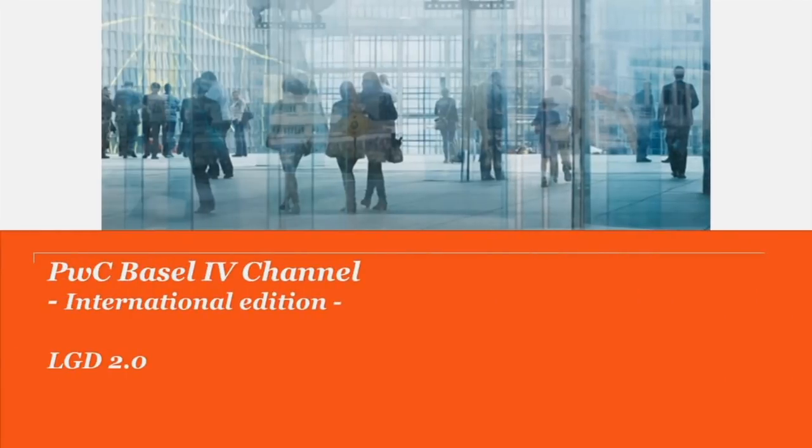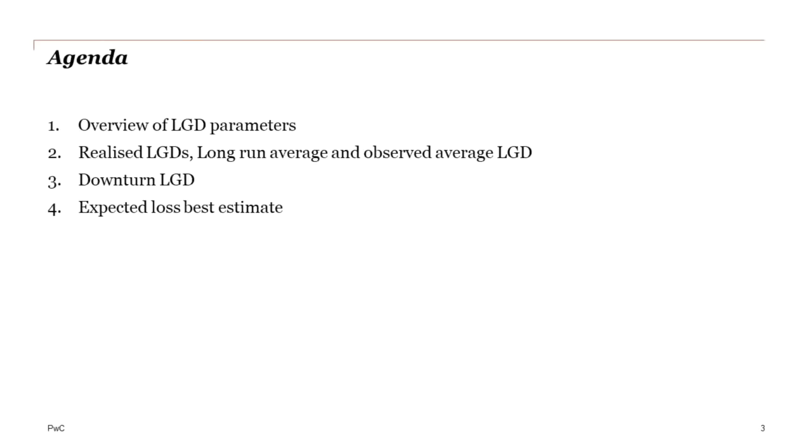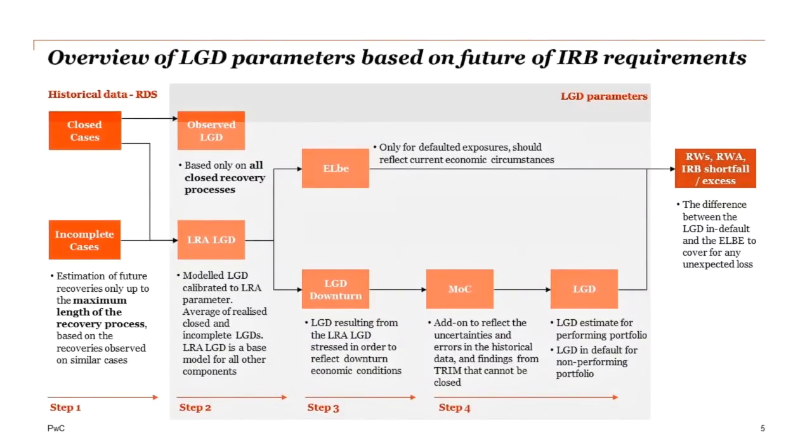Okay, let's have a look into the presentation. We will be having slide number 5 as the first slide of our discussion. Here, the important element is that this slide is basically providing an overview of the LGD parameters based on the upcoming future requirements imposed by the EBA paper.